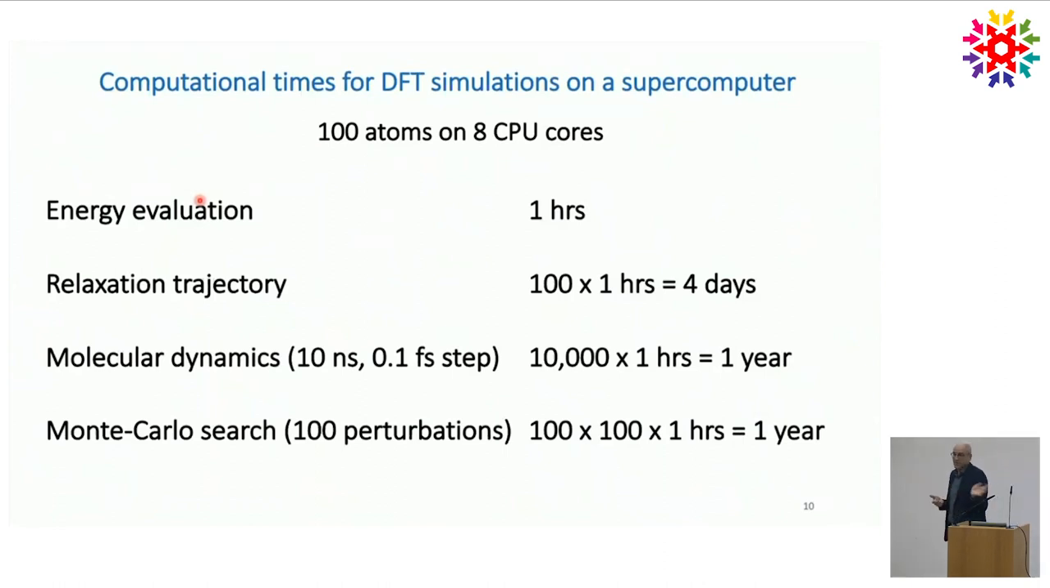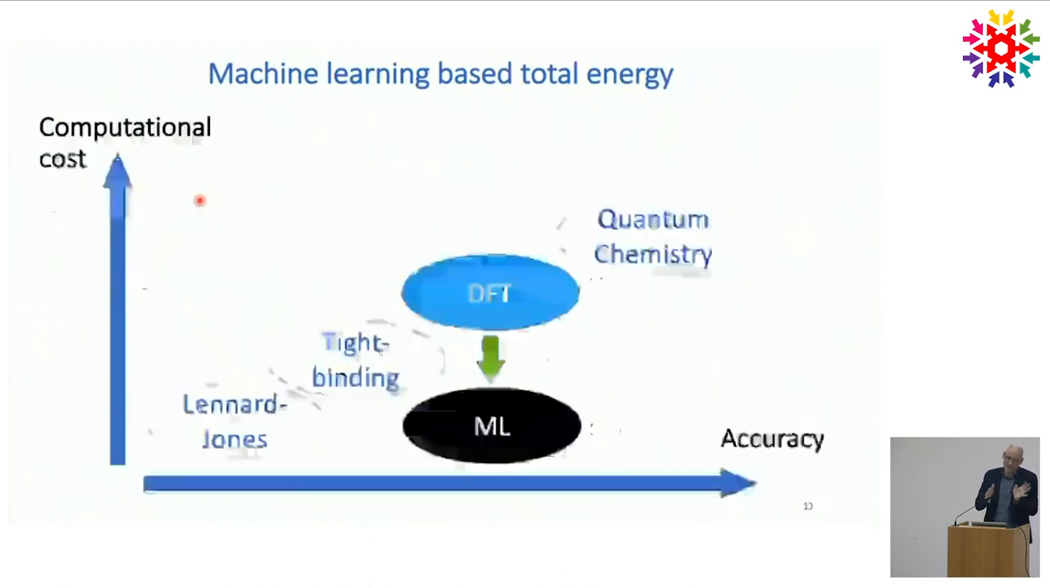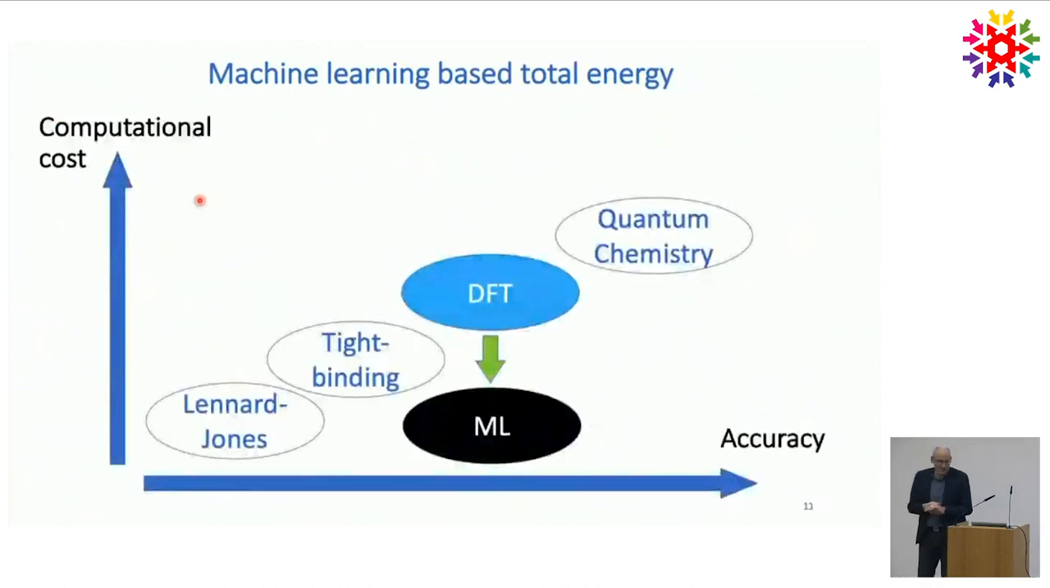And as I put here, the Monte Carlo approach suffers the same thing, because there you had this issue of having to do a lot of steepest descent, or actually it's the basin hopping that has the same issue. So obviously, while DFT is a nice choice in terms of accuracy, it's a terrible choice in terms of computational cost if you're looking at a difficult problem.